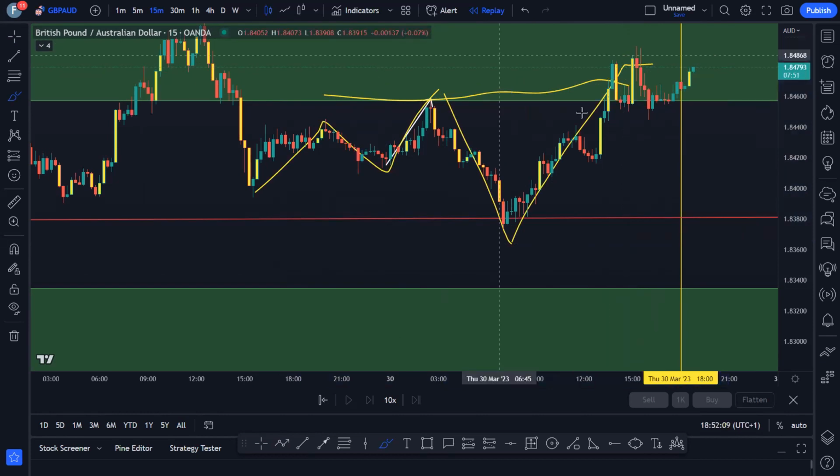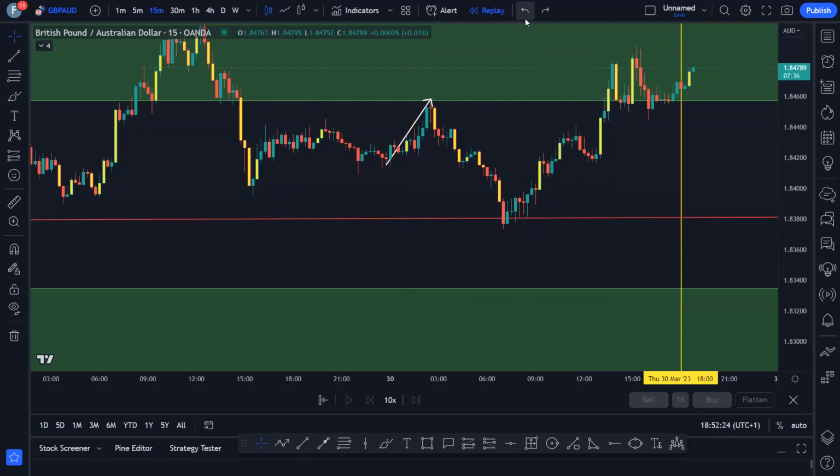All right. So the easiest pattern that you can use for reversal is if you can spot a good head and shoulders pattern over here, which is what I think you should go with if that happens. Head and shoulders.